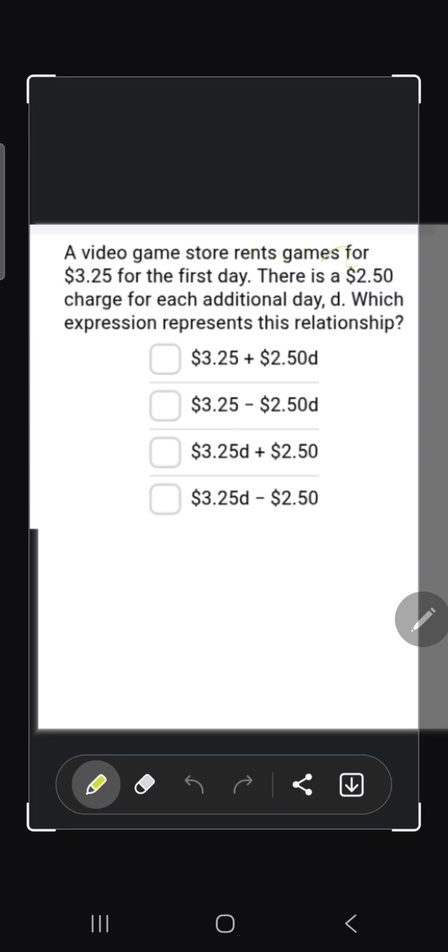A video game store rents games for $3.25 for the first day. Then there's a $2.50 charge for each additional day D. That is going to give us $2.50 times each additional day. As I look through here, there's 2 that I can get rid of because they don't have $2.50D. Now these 2 do, but we're adding $3.25 plus $2.50 per day, so this would be the choice. It wouldn't make sense for the store to subtract or give you a discount. So $3.25 plus $2.50D would be the cost for the video game.